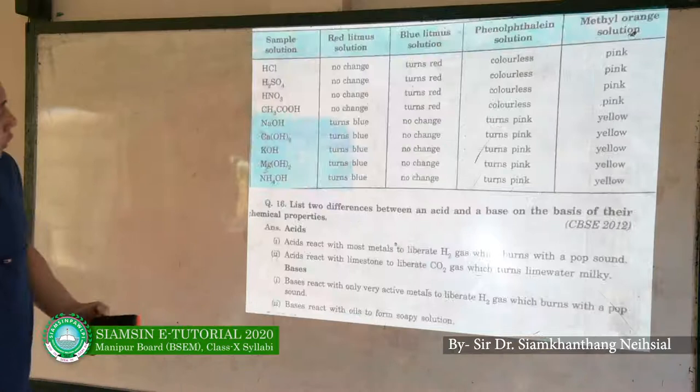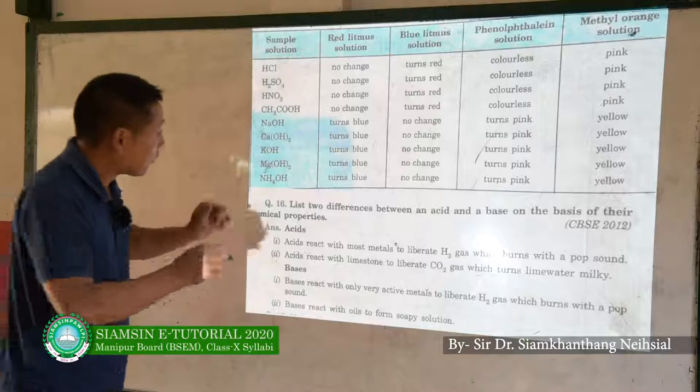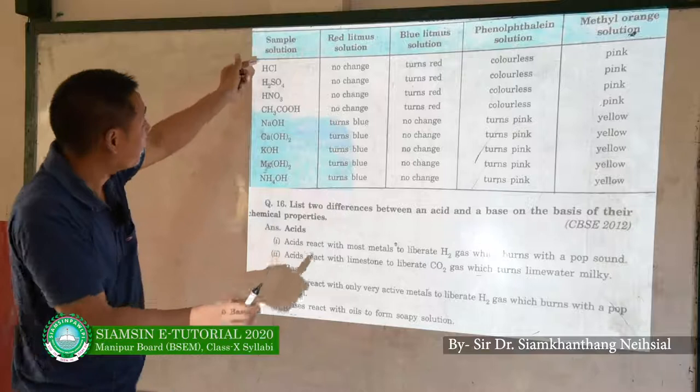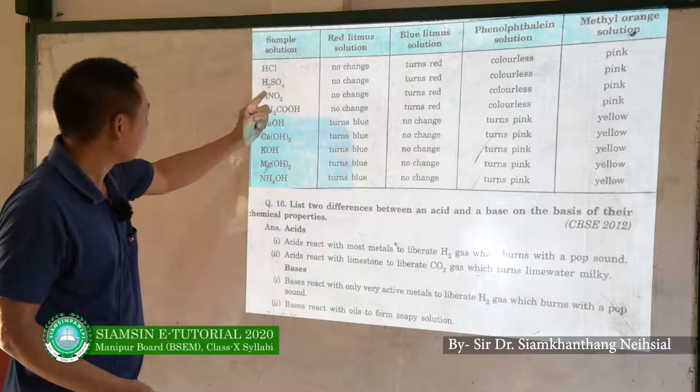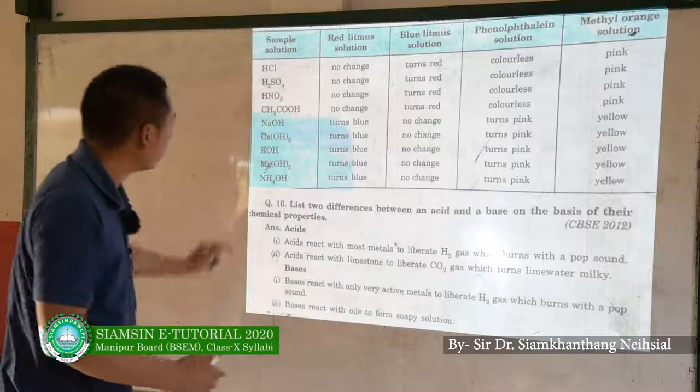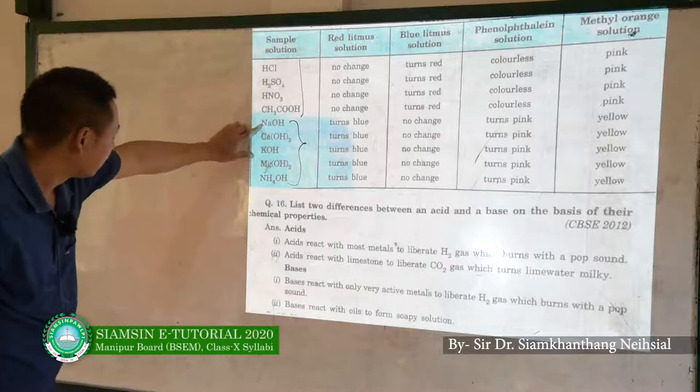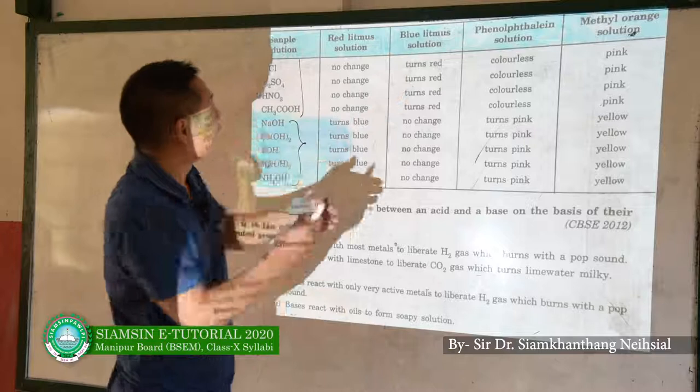Now the textbook activity. We take acids like HCl, nitric acid, and acetic acid. These are all acids. These are bases: sodium hydroxide, calcium hydroxide, potassium hydroxide, magnesium hydroxide, ammonium hydroxide. These are called indicators. What is an indicator? Red litmus.